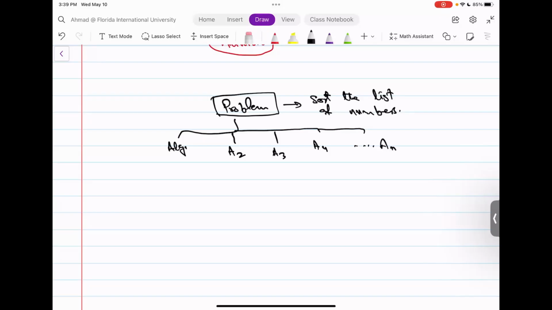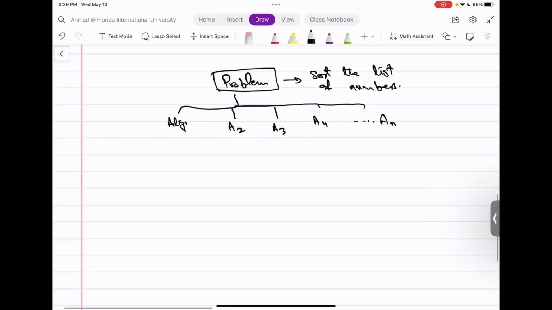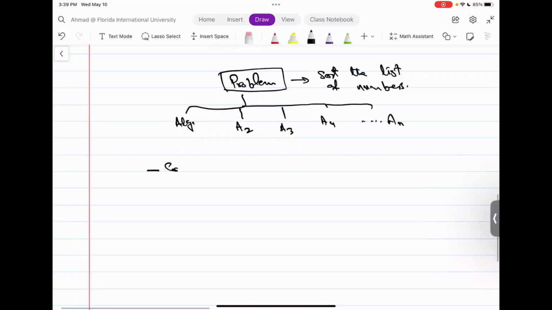Now, if for one problem multiple algorithms are available, how should I choose which algorithm is appropriate for me? Which algorithm should I choose? This we decide based on some theory, which is called the complexity of the algorithm. We decide based on the complexity, right? So every algorithm has a complexity.